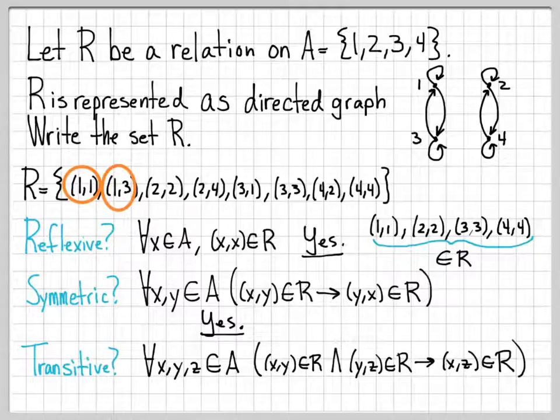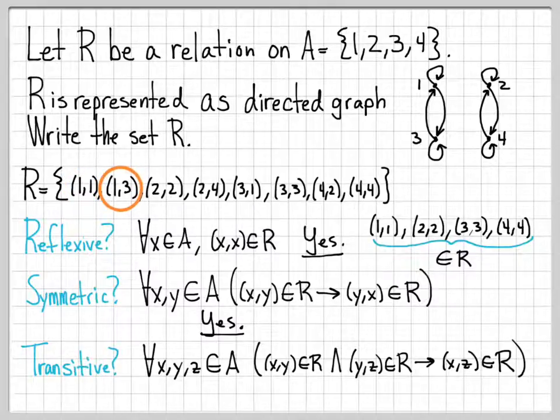So they match up. So since 1, 1 is in R and 1, 3 is in R, we need 1, 3 to be in R. And look, 1, 3 is in R. I have it circled right now. And are there any other things for the 1, 1, any other things that start with 1? There aren't. So we're basically done with this element.